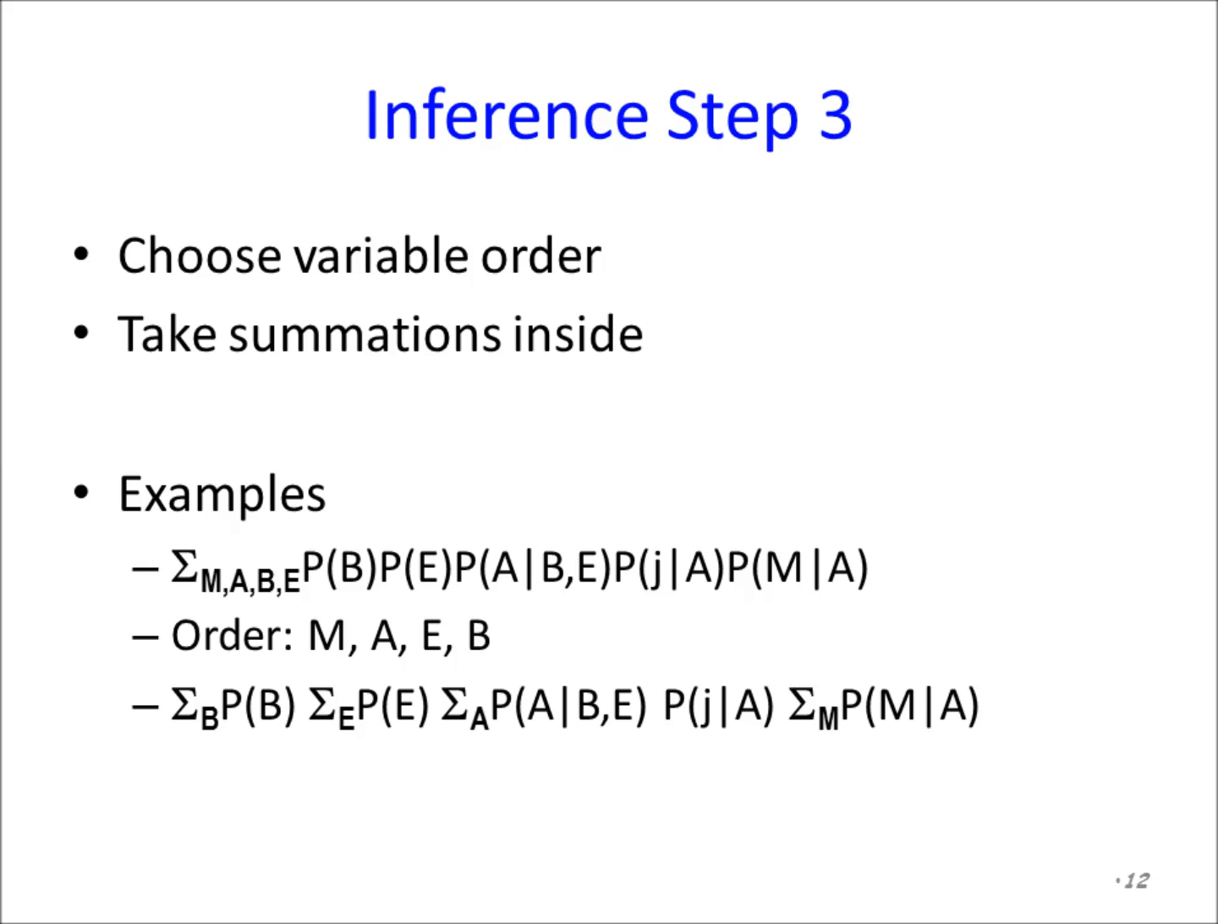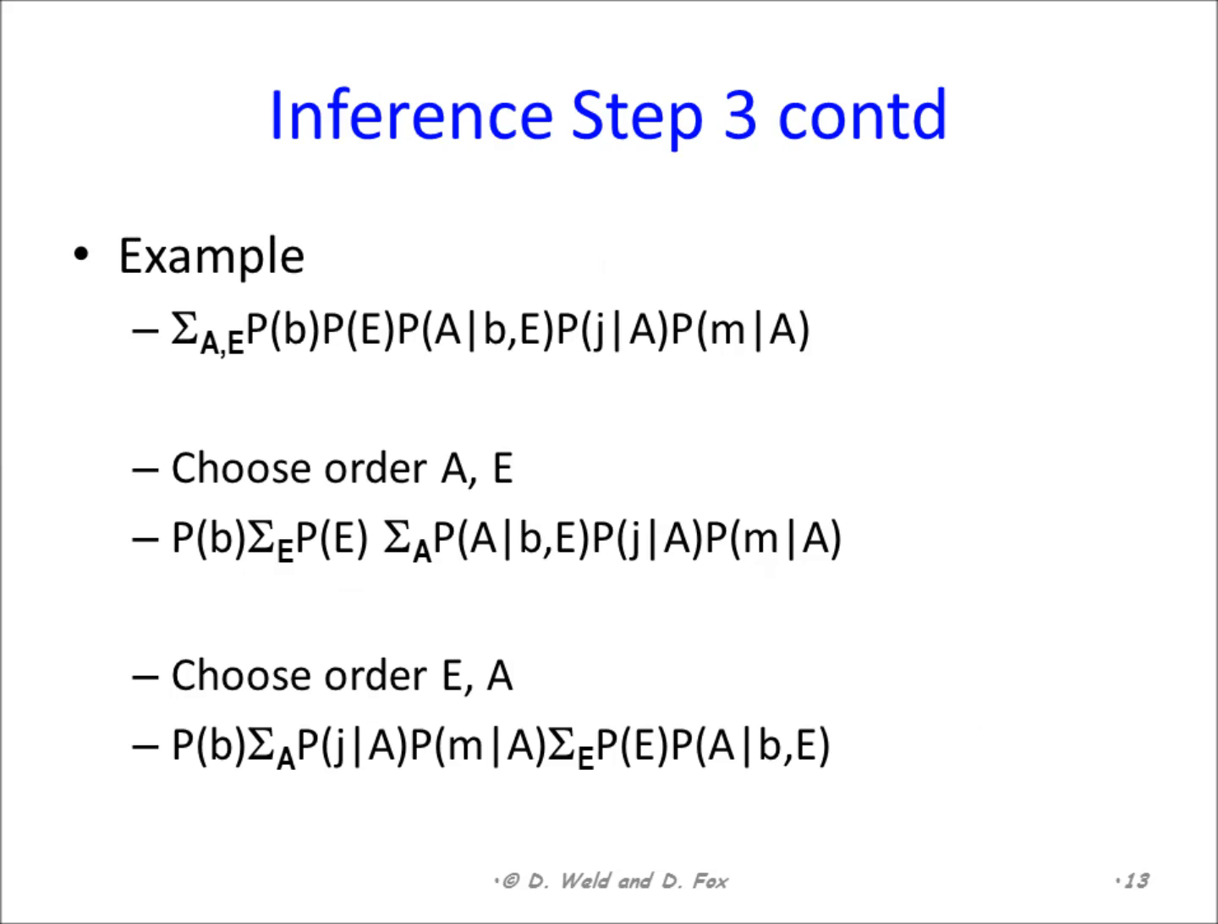Now I could choose another order. So suppose this is my example, a different example, sum over A, E. If I choose A first and then E later, then this is what I will get. I will collect everything with A in it first, sum out A, and then multiply with PE, sum out E, and B doesn't appear. If however I choose E, A, then I will compute everything with E in it first. So these will be the product of PE, PA given BE, and then sum out A, which will be the product of these two, and then B.